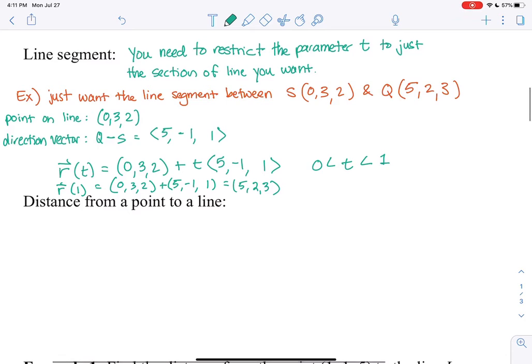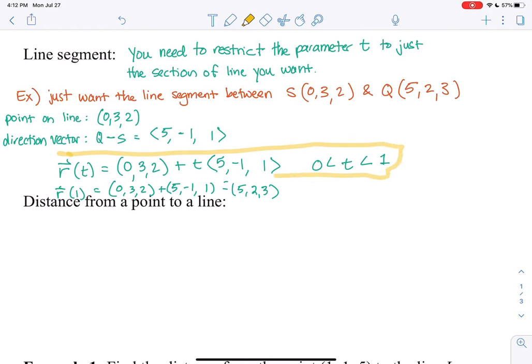This was just a little example, but here is the line segment between those 2 points.